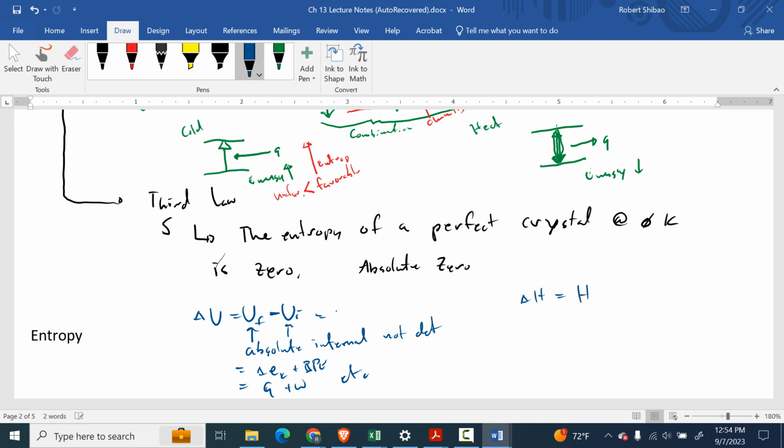Same thing goes with delta H. Delta H is equal to H final minus H initial. Do we determine that? No, the same problem is going to happen because H, as you recall, is U plus PV. And so we're going to run into the same problem. So this is never determined. But S is different. Delta S is S final minus S initial. So all we need is the final entropy minus the initial entropy. Why can we do this now, but we couldn't do this before?